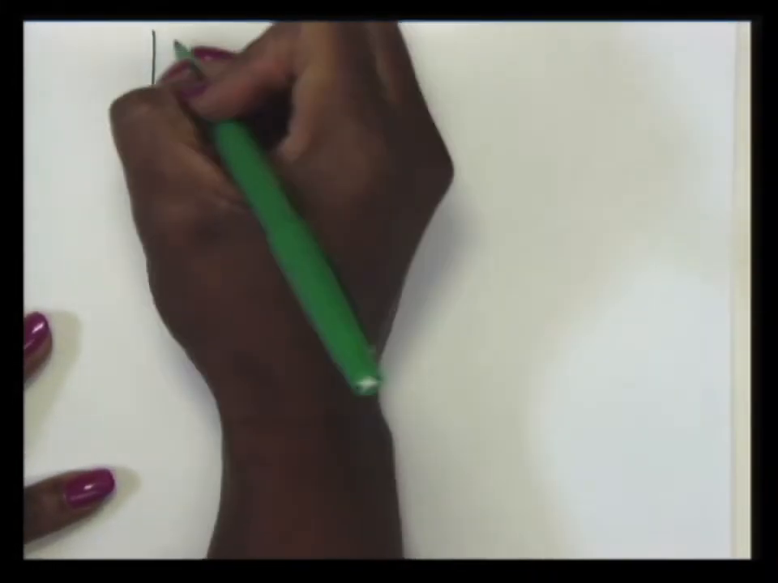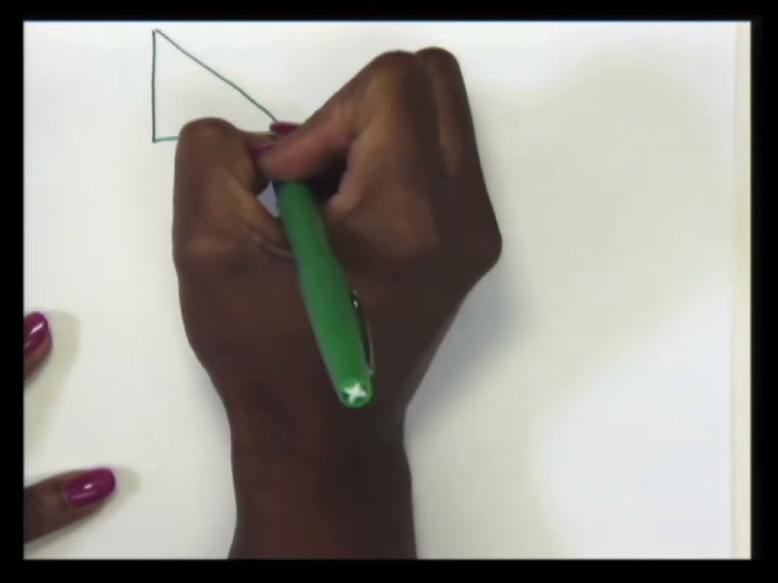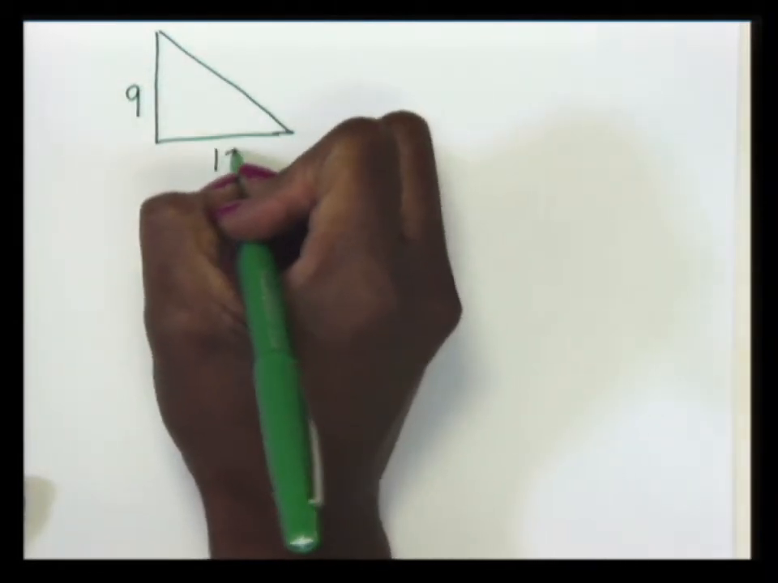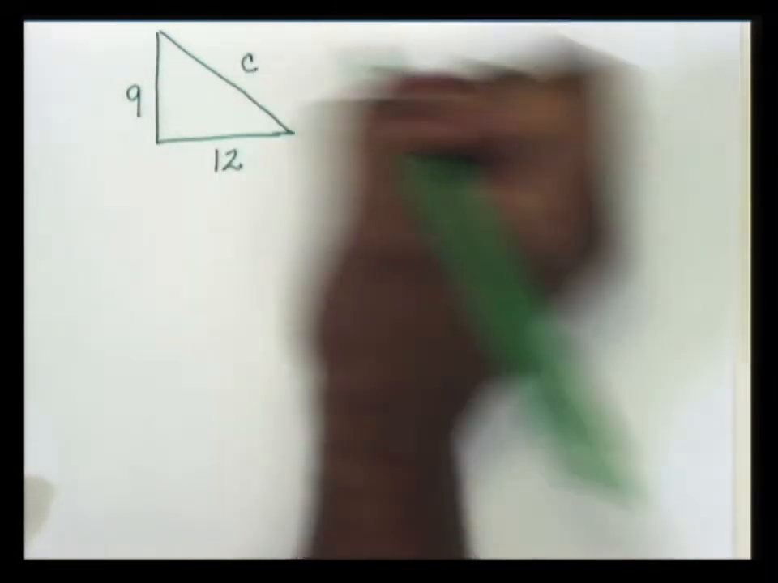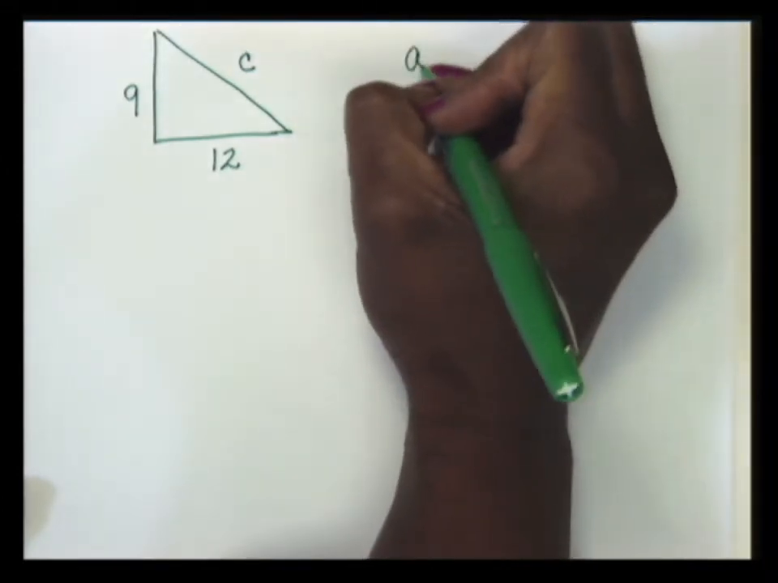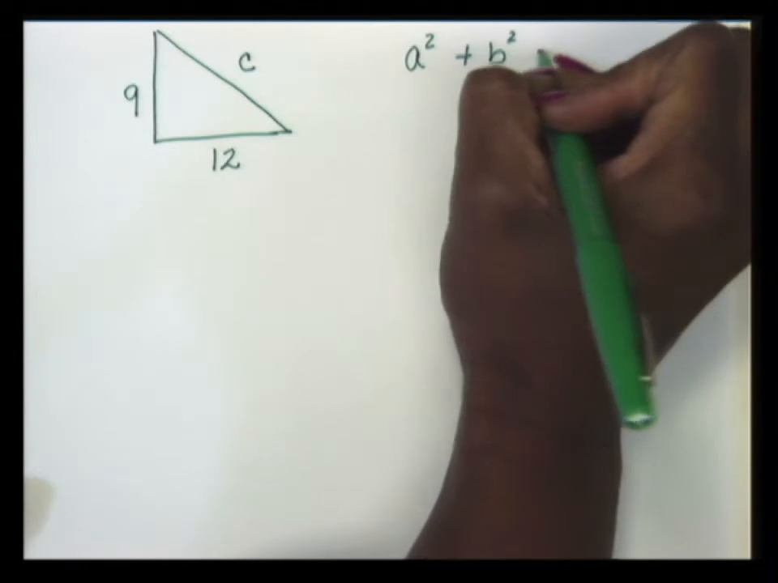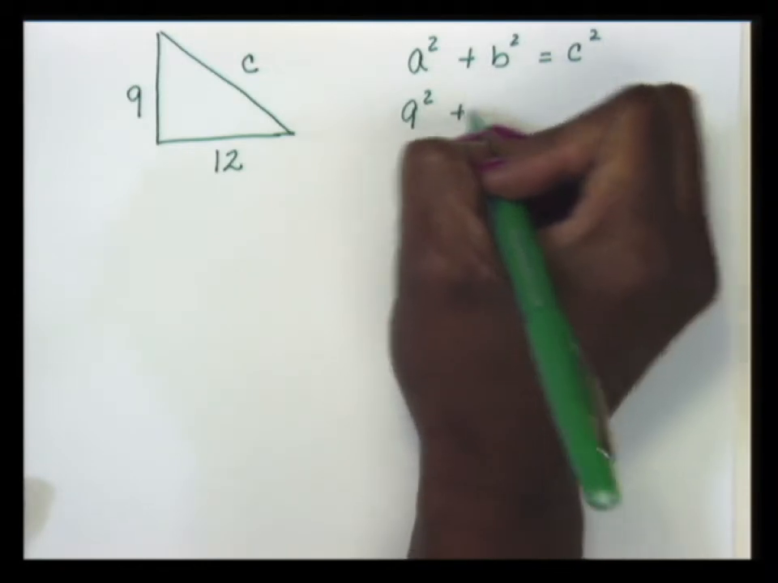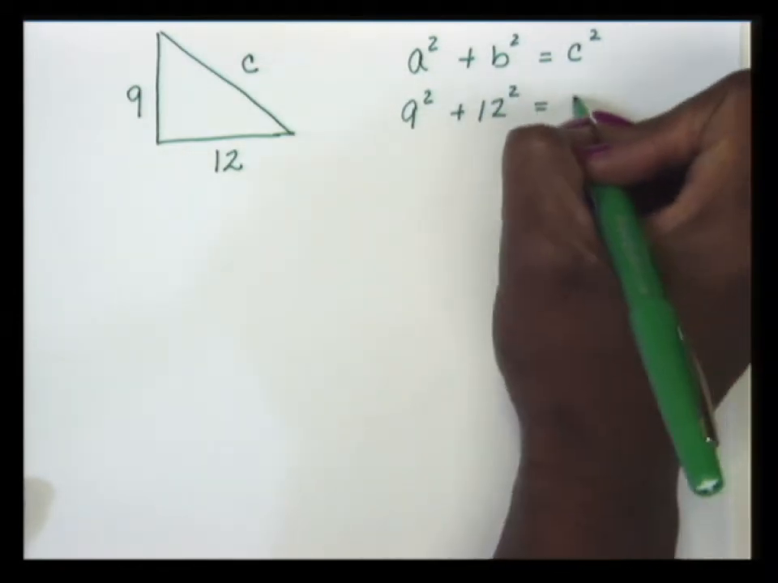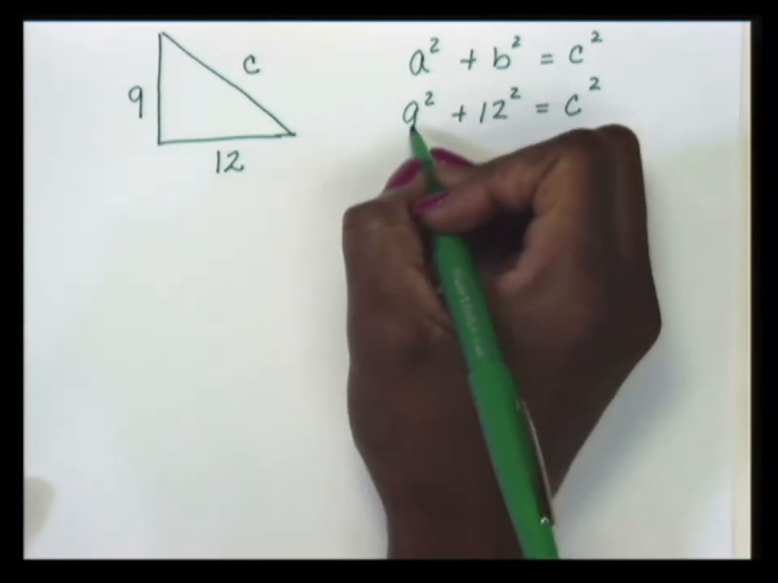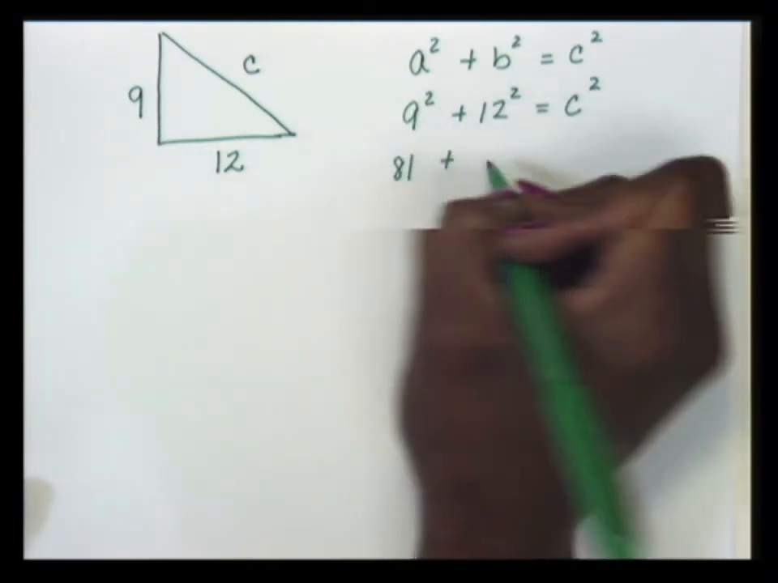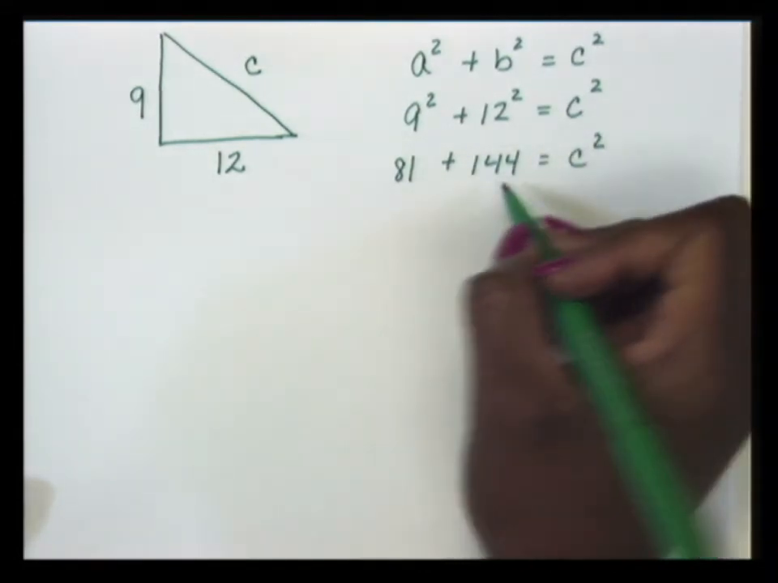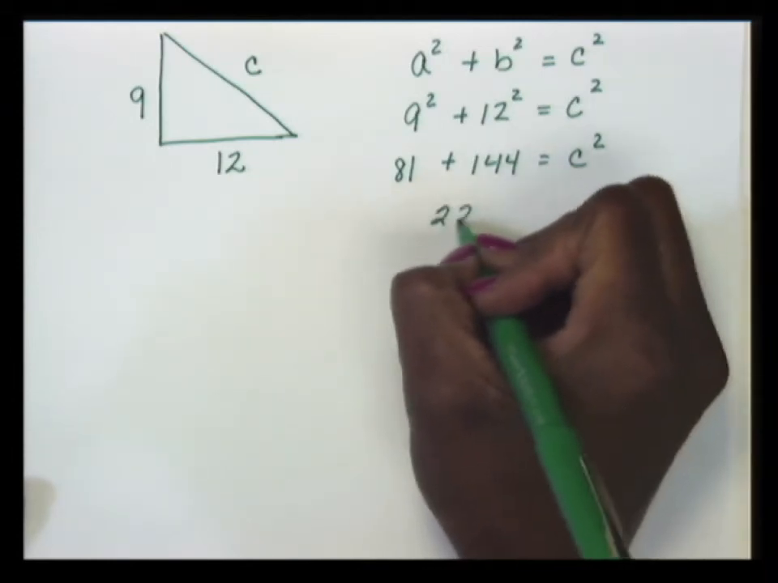For this right triangle, we have a leg of 9 and a leg of 12. And again, we're looking for the hypotenuse. Same formula, a squared plus b squared equals c squared. So we have 9 squared plus 12 squared equals the hypotenuse squared. 9 squared is 81. 12 squared is 144. 81 plus 144 is 225.